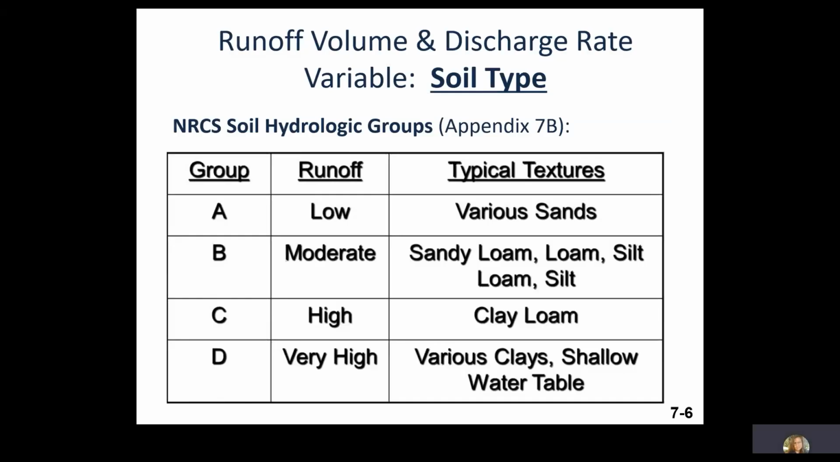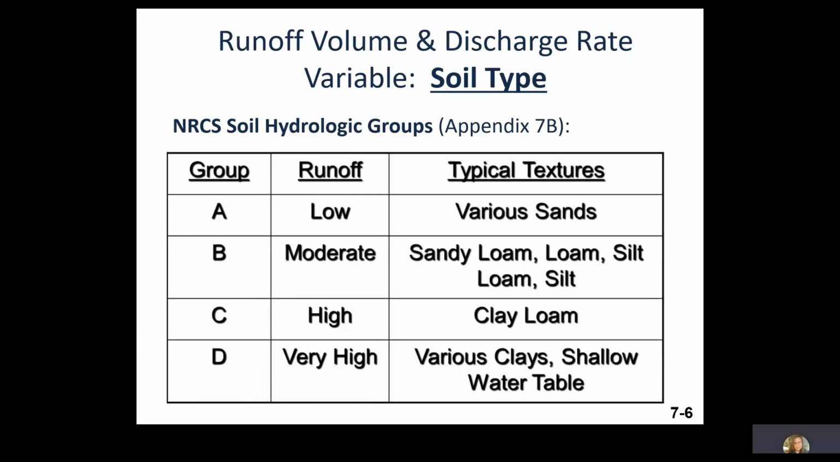Group C. These soils have slow infiltration and transmission rates and higher runoff volume when wet. They are distinguished by a layer that impedes downward movement of water and are moderately fine to finely textured. This group includes clay loam.